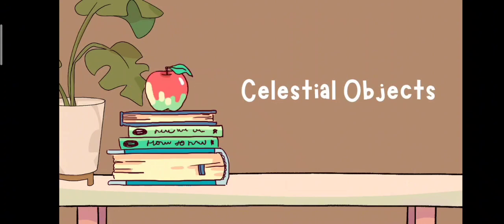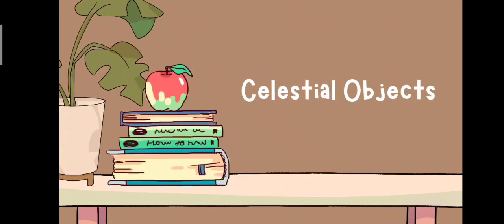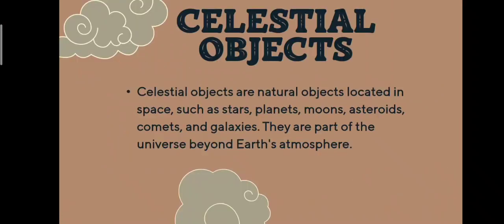Today I will be going to discuss celestial objects. Celestial objects are also known as astronomical objects. It is any object that exists in space or outside of the Earth's atmosphere. Celestial objects are natural objects located in space, such as stars, planets, moons, asteroids, comets, and galaxies. They are part of the universe beyond Earth's atmosphere.